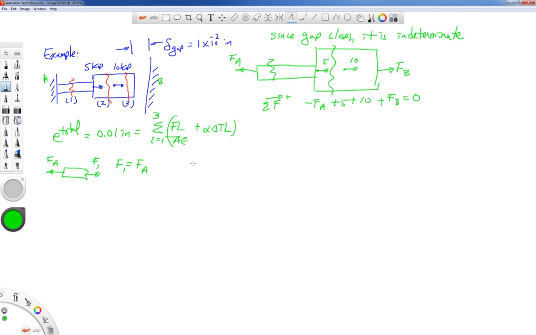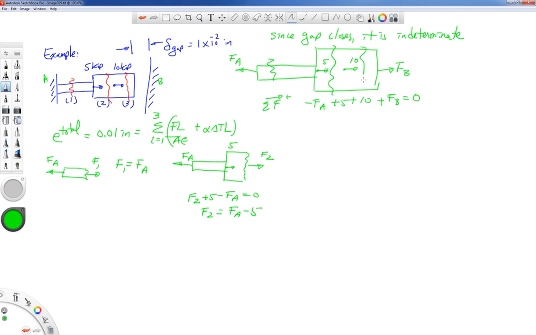I'm going to cut inside section number 2. And in section number 2, we have the force on the left side, FA. We've got the 5 kips, and then we have an as yet undetermined F2. So from this picture, I think you can see F2 plus 5 minus FA is equal to 0. So F2 is going to be equal to FA minus 5.